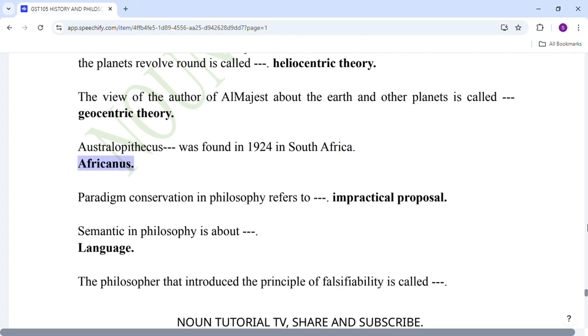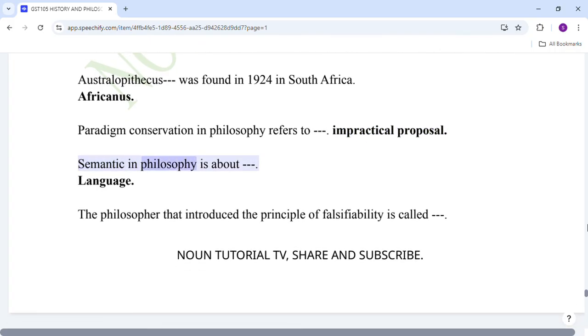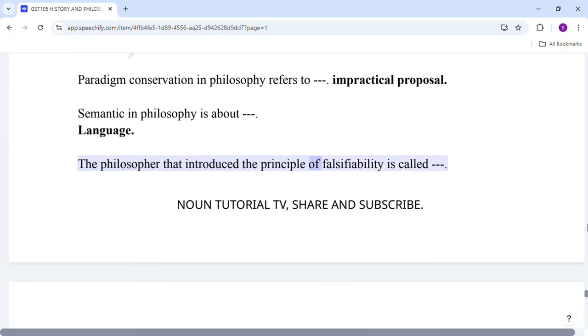Africanus. Paradigm conservation in philosophy refers to dash dash. Impractical proposal. Semantic in philosophy is about dash dash. Language. The philosopher that introduced the principle of falsifiability is called dash dash.